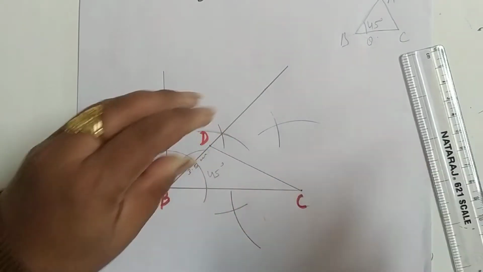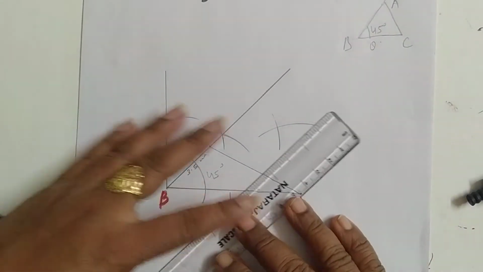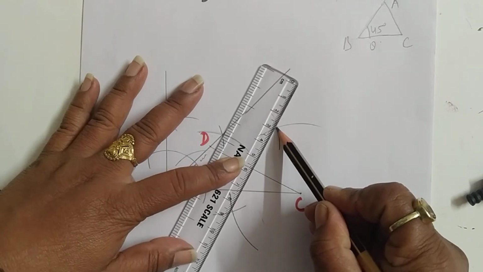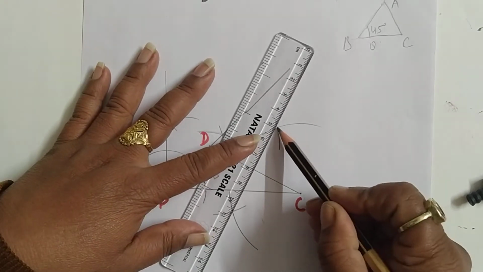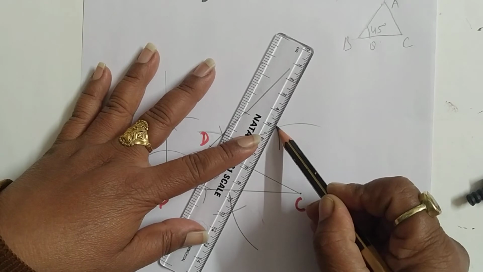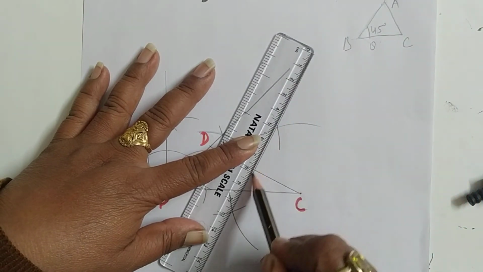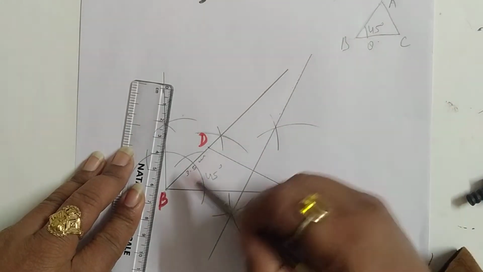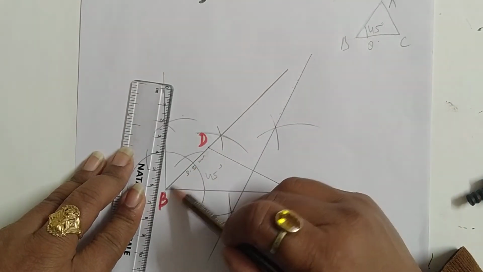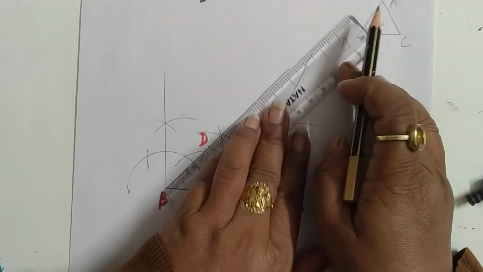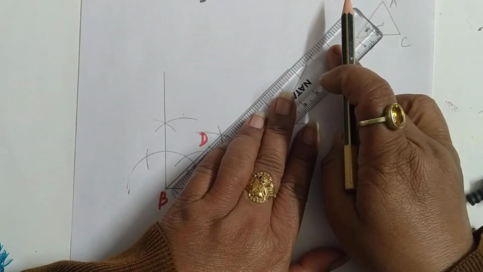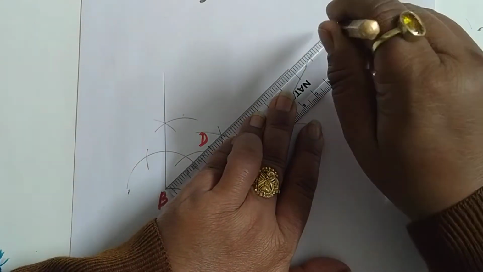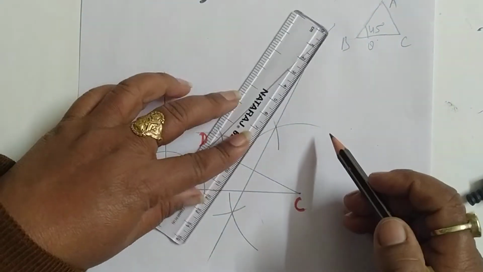Now we have to join the intersecting points, that is, draw the perpendicular bisector. Now where it meets the line BD, we need to extend this line BD, and we have to check whether both the perpendicular bisector and the line will intersect.